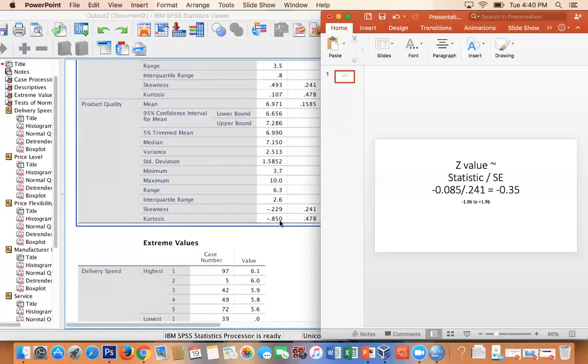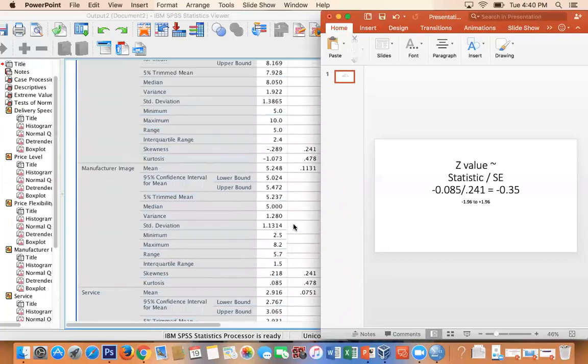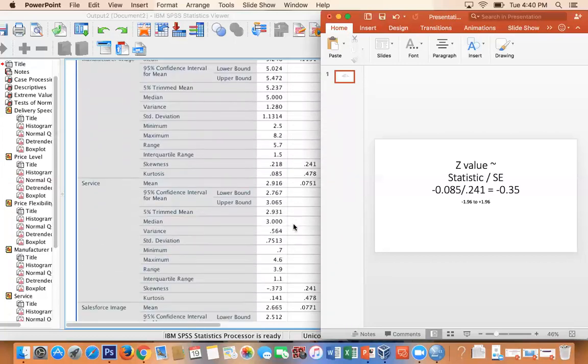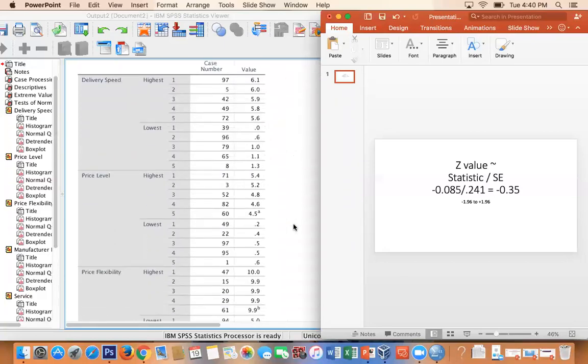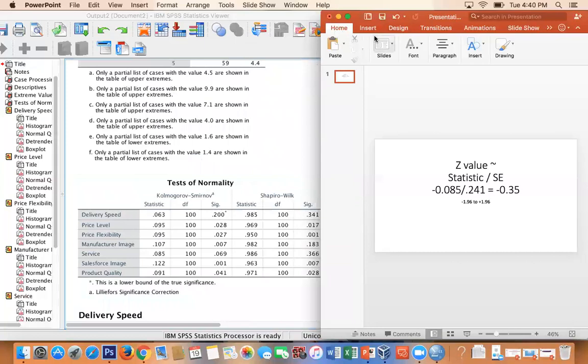And this is fine. So in essence, except for Salesforce image, which is a little bit skew, and price flexibility, which is a little bit chaotic, everything else looks fine. The next thing you have to see is the test for normality table.